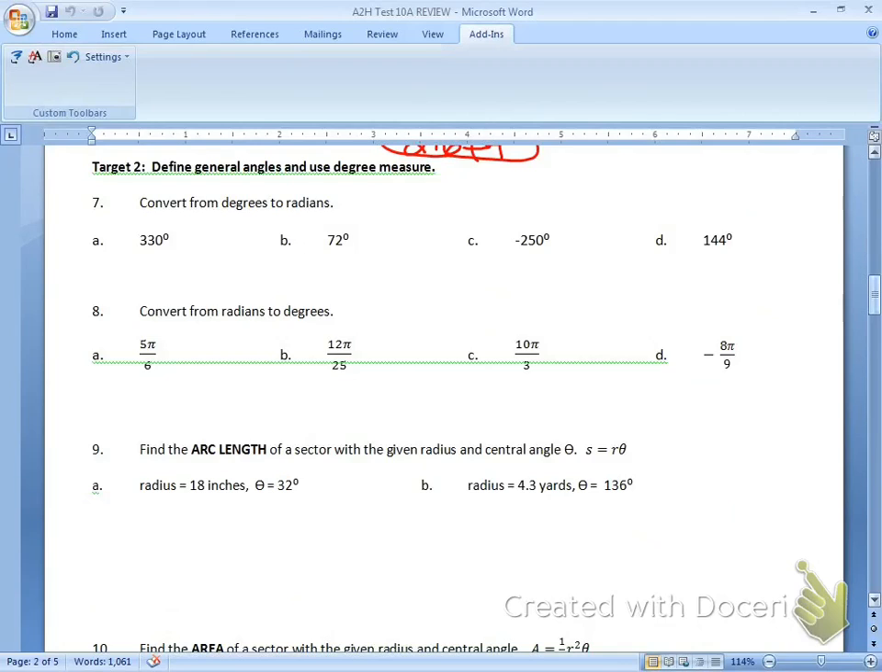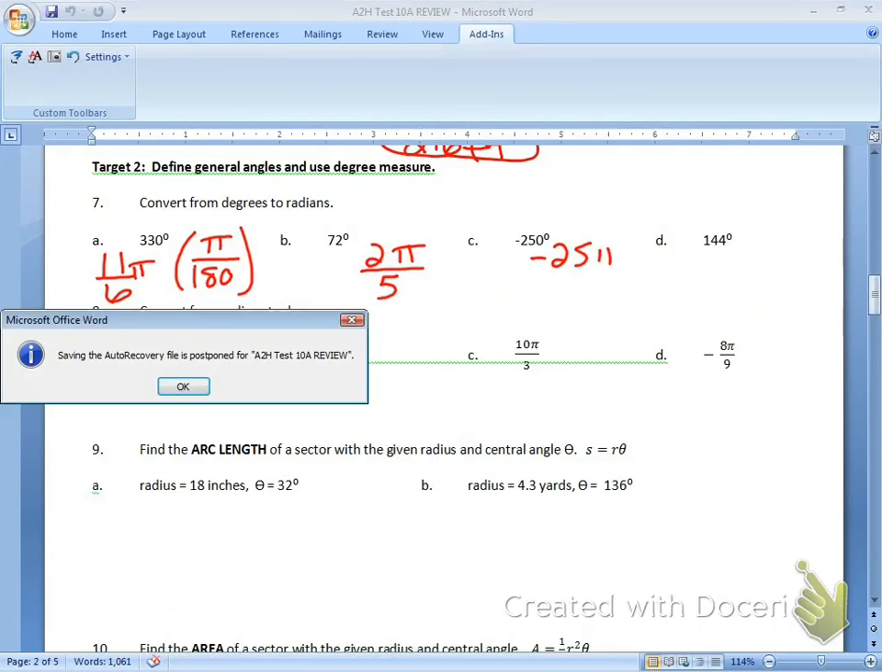Okay, convert from degrees to radians. All you're going to do on this one is multiply by pi over 180 for each of these. This is all calculator work. Put 330 over 180 in your calculator and hit math, enter, enter. And it will simplify it for you to be 11 over 6. And then just add the pi back in. So 11 pi over 6. Second one's going to be 2 pi over 5. Letter C is going to be negative 25 pi. Here we go again.